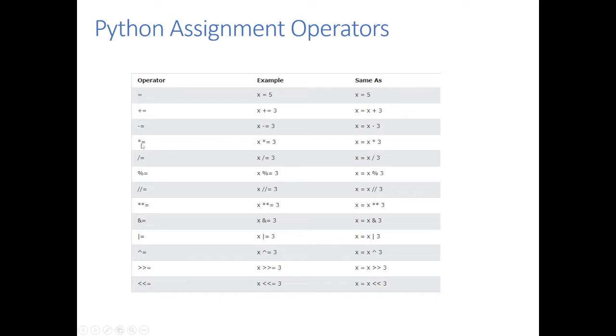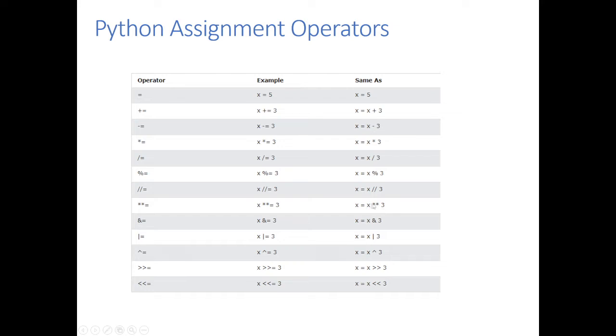Asterisk equals, so this is how we do it, and that's the same as x equals x times 3. Slash equal, so that's the same as x equals x divided by 3. Percent equal, so x percent equal 3 is the same as x equals x percent 3. Double slash equal, so x double slash equal 3, that's the same as x equals x double slash 3. Double asterisk equal, so x double asterisk equal 3 is x equals x double asterisk 3.